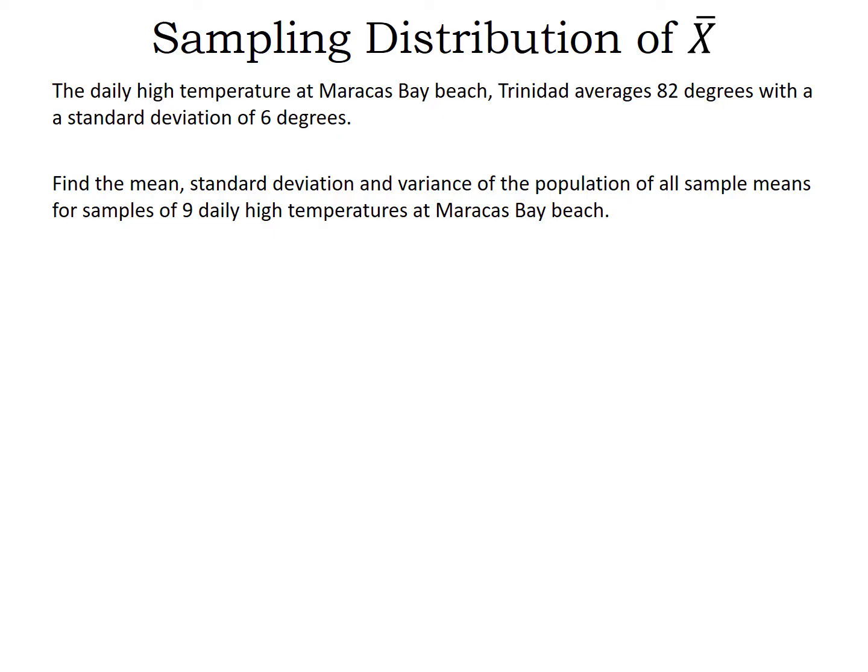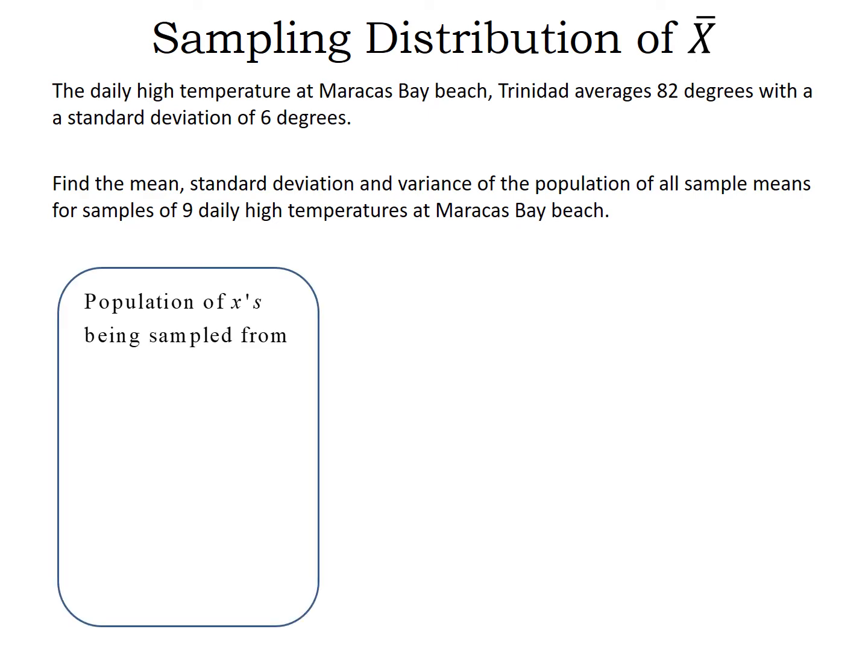So our sample size is 9. We're saying if we take every possible set of high temperatures for 9 random days, every group of 9 high temperatures is going to have its own mean, and we want to look at the average of all those. Everything starts with the population being sampled from. Our original mean was 82. Standard deviation is 6, which means the variance of the high temperatures is 6 squared, or 36. This is the information we have about the population we're sampling from.